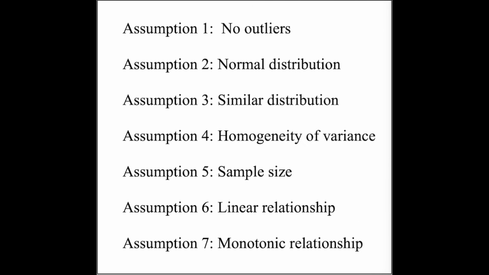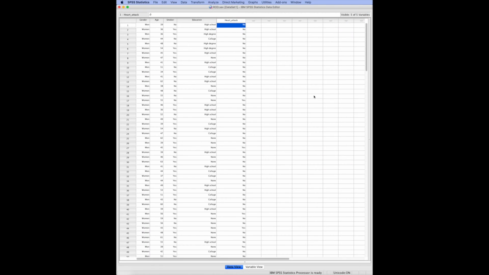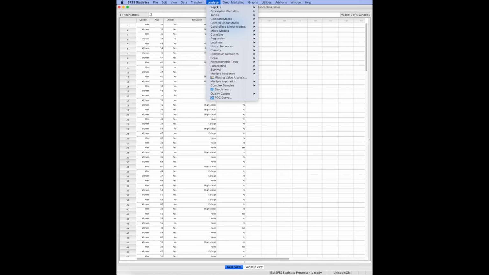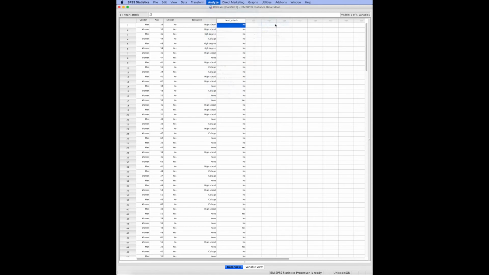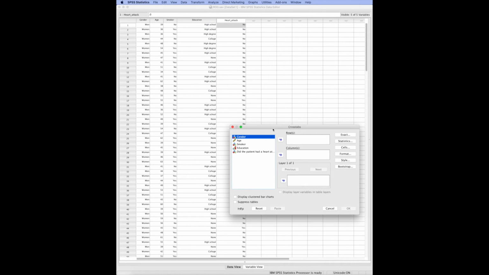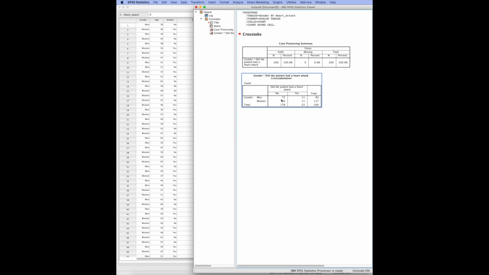Assumption 5. Sample size. Tested via frequency table. Go to Analyze, Descriptives, then Crosstabs, and add your variables. You need to make sure that the expected count, frequency, for each variable tested in each cell of the frequency table is more than or equal to 5.